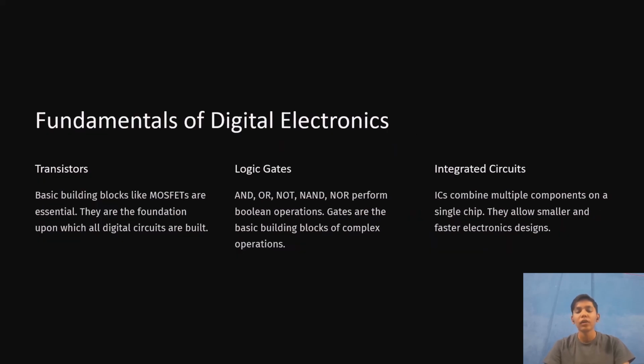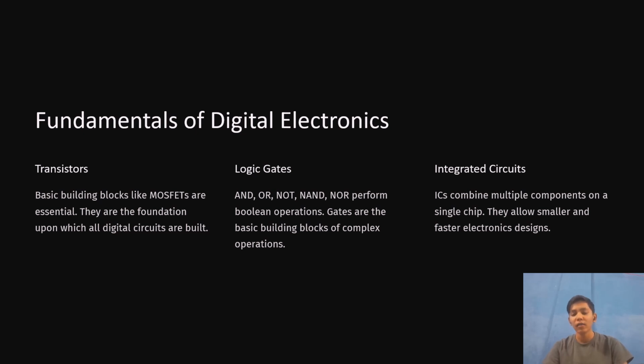Fundamentals of digital electronics: transistors, logic gates, integrated circuits. Transistors, basic building blocks like the MOSFET, are essential. They are the foundation upon which all digital circuits are built. Logic gates such as AND, OR, NOT, NAND, NOR perform Boolean operations. Gates are the basic building blocks of complex operations. You study these gates in 12th science and will also study them in college. They are very useful to build Boolean operations and are the building blocks of complex circuits.